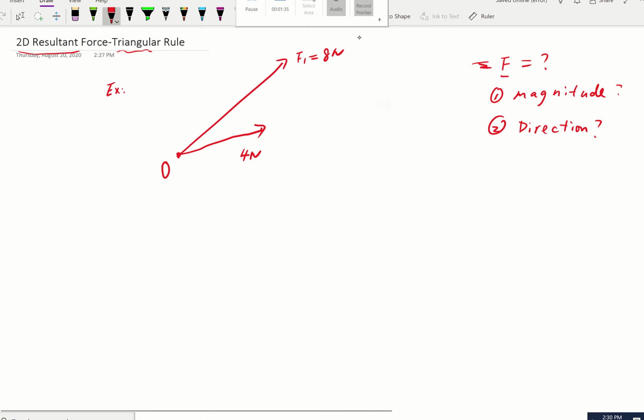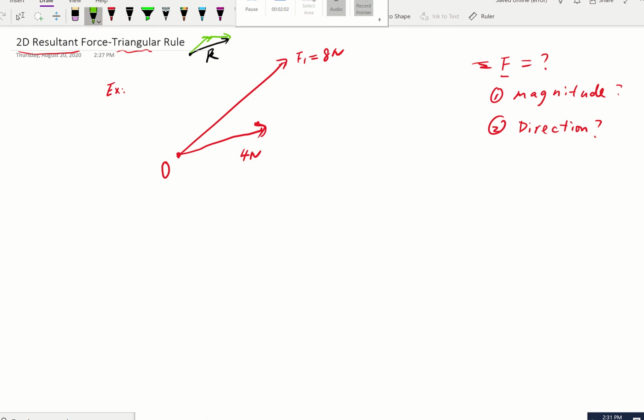And remember, for the triangular rule, they have to be like head to tail. So for example, I have a force here and I have another force here. If we apply them head to tail together, then we will find our resultant. That's our triangular rule, because you create a triangle. However, those two forces you are seeing right now are not connected head to tail like this. So how do we do that?